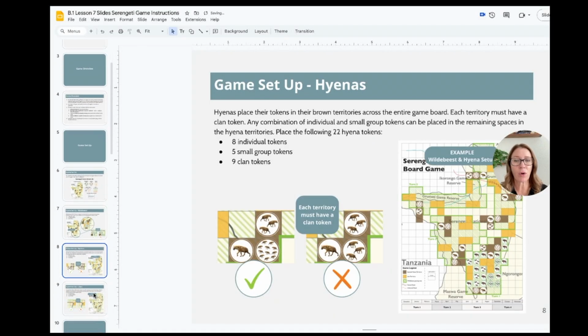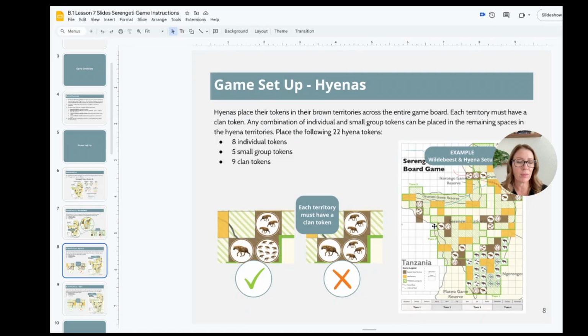Okay, now we're going to have the hyena set up. Same rules apply here. It talks about 8 individual tokens, 5 small group tokens, 9 clan tokens. And so they're actually going to put them in all of the territories, and they're going to be in the brown spots. Now, what is very important is that each territory, so each clump of brown, needs to have a clan token. So you cannot just have small groups and an individual in a brown area. You can see that every brown cluster must have a clan.